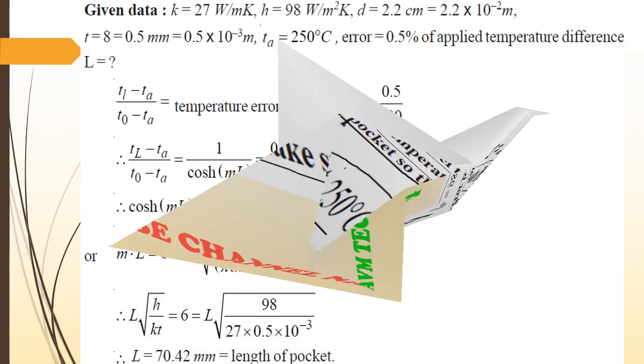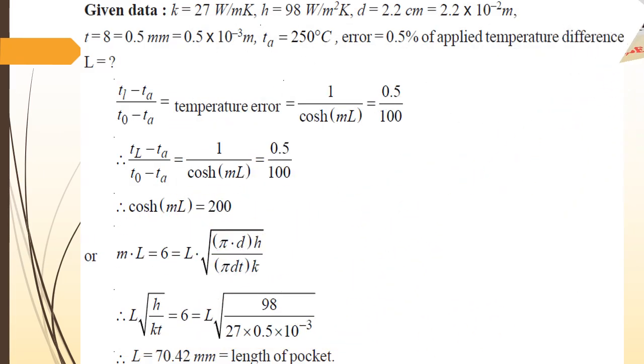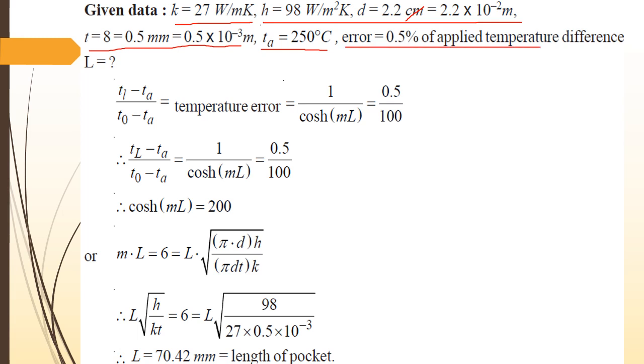What is given? What we have to find out: thermal conductivity is given, convection heat transfer coefficient is given, diameter is given in centimeter, which we have to convert into meter, thickness is given as 0.5 millimeter, which we also have to convert into meter. TA, the fluid temperature, is 250 degrees Celsius. Error is 0.5%. So we have to find out the length in this case.